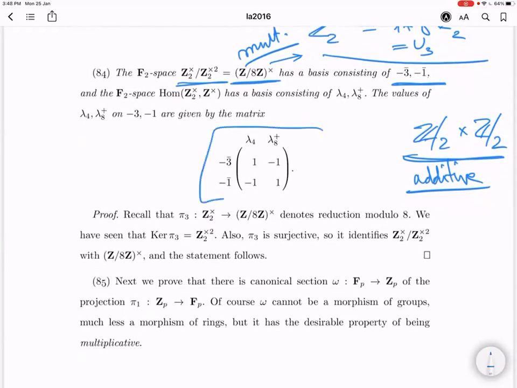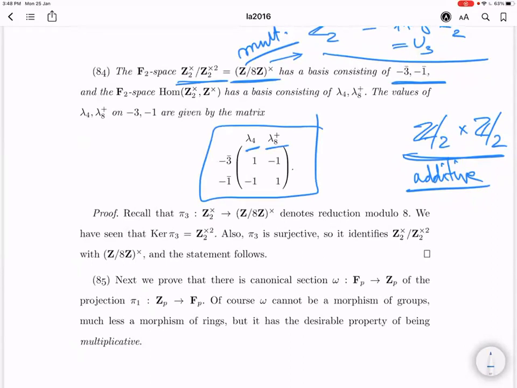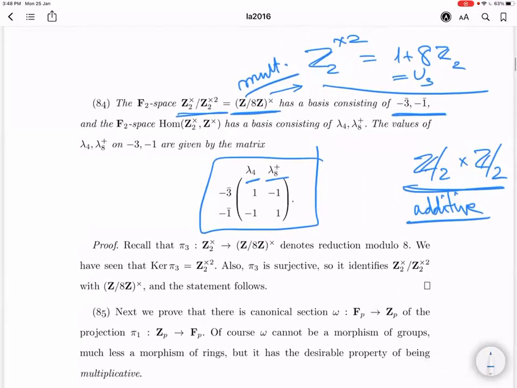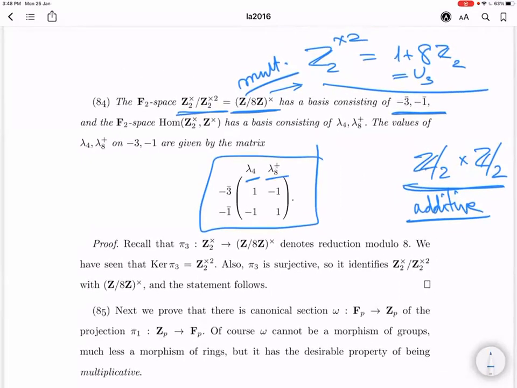And what is this little matrix here? It gives you the two quadratic characters. And of course, these quadratic characters are homomorphisms. So in order to know a homomorphism, it's enough to know the values of that homomorphism on a basis of a vector space, right? And these two form a basis of this vector space. So this gives you the values of these quadratic characters on these basis elements.